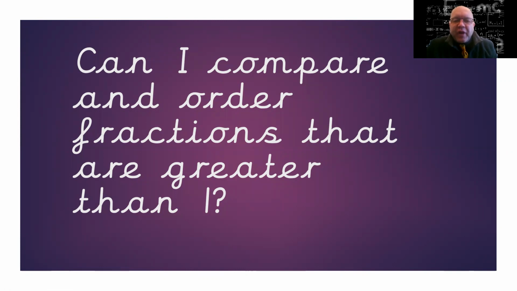Can I compare and order fractions that are greater than 1? If you remember last time, we were looking at fractions smaller than 1, and we looked at how we would compare them if, first of all, all the denominators were the same. Then we looked at how to compare them if all the numerators were the same. And we also looked at how we could compare fractions where neither were the same. And we had to use our equivalence skills so that we could turn them into the same numerators or the same denominators. Now, those skills are going to come in useful today.